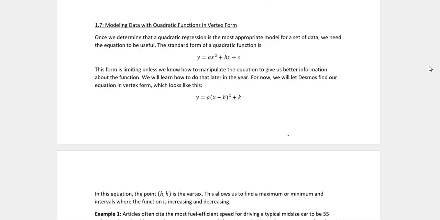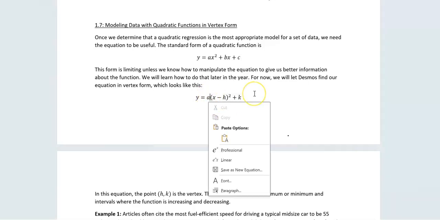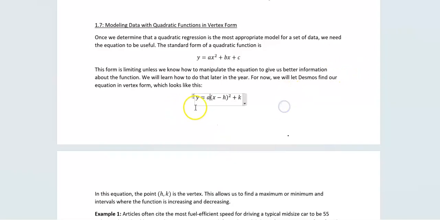So standard form of a quadratic function is ax squared plus bx plus c. That tells us very little about the graph. The benefit of having something in vertex form is that it looks like this: we have a, and then we have (x minus h) squared plus k. And a is just like a growth rate type thing, and then h and k are your vertex. So that makes it easy to find your vertex from the equation.